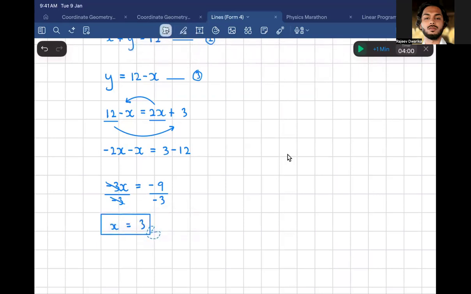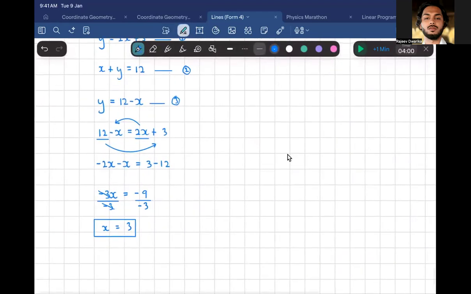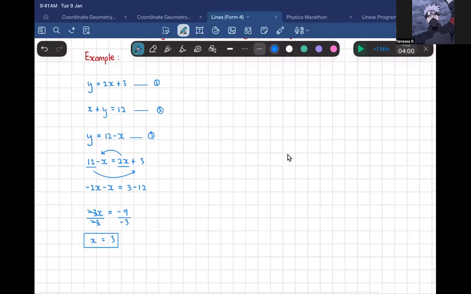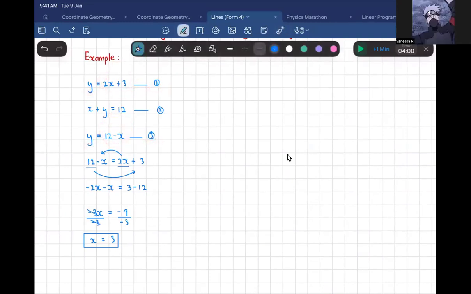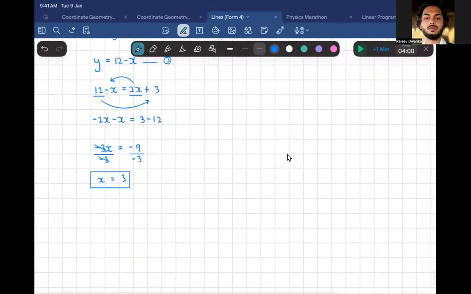Okay? So we need to find y now. Vanessa, how am I going to find y? Take a guess. You plug it into one of the equations. I should plug it into either 1 or 3, right? Because both 1 and 3 tell us what y is equal to in terms of x. So pick one, 1 or 3. Which one do you want to pick? 3. Okay.